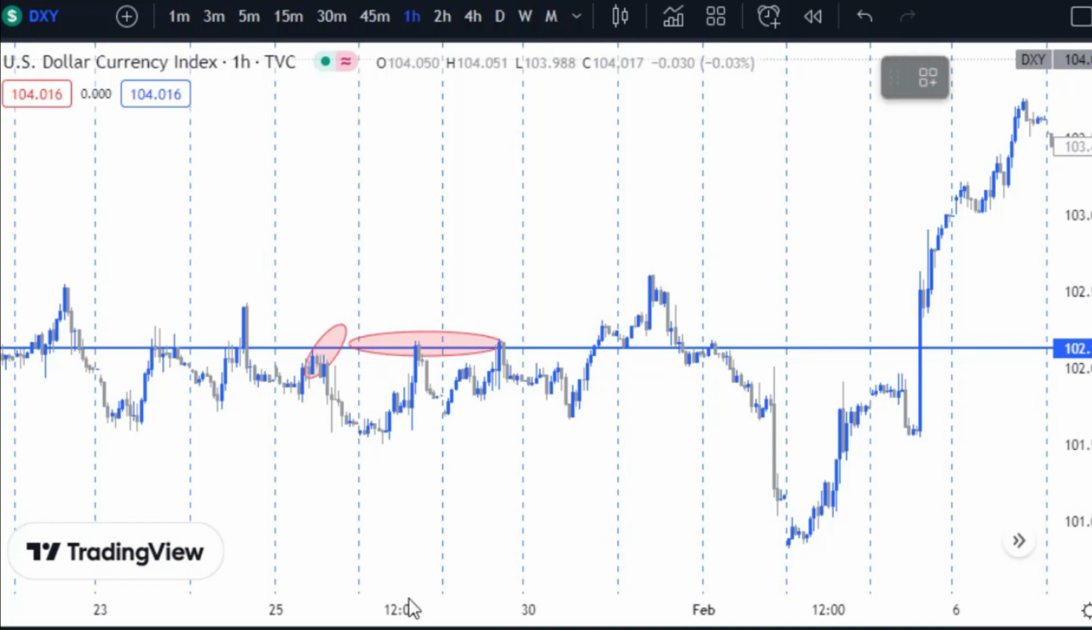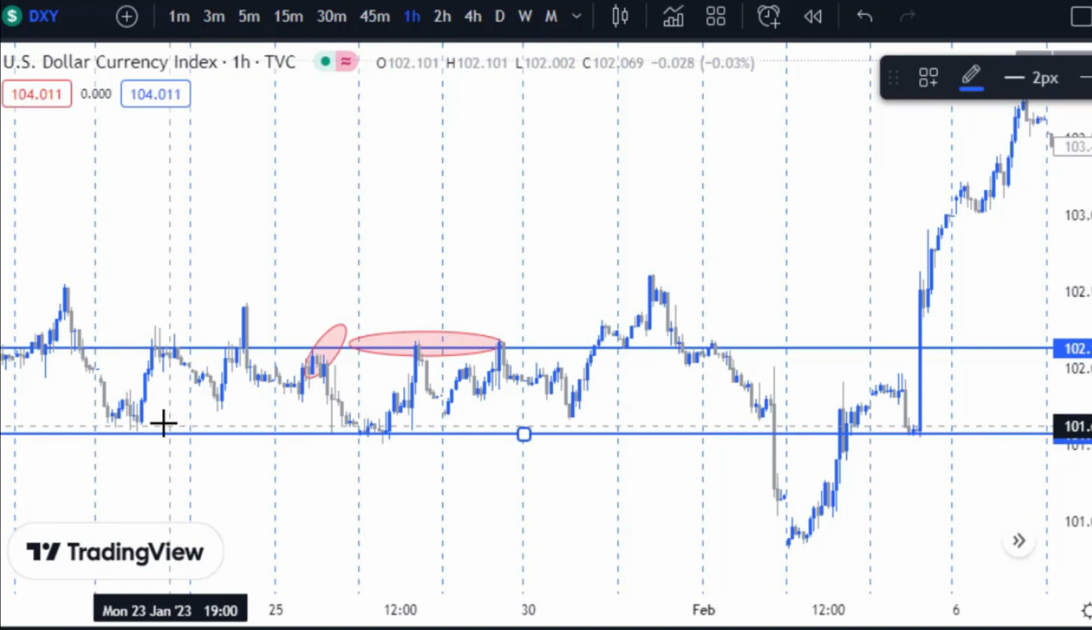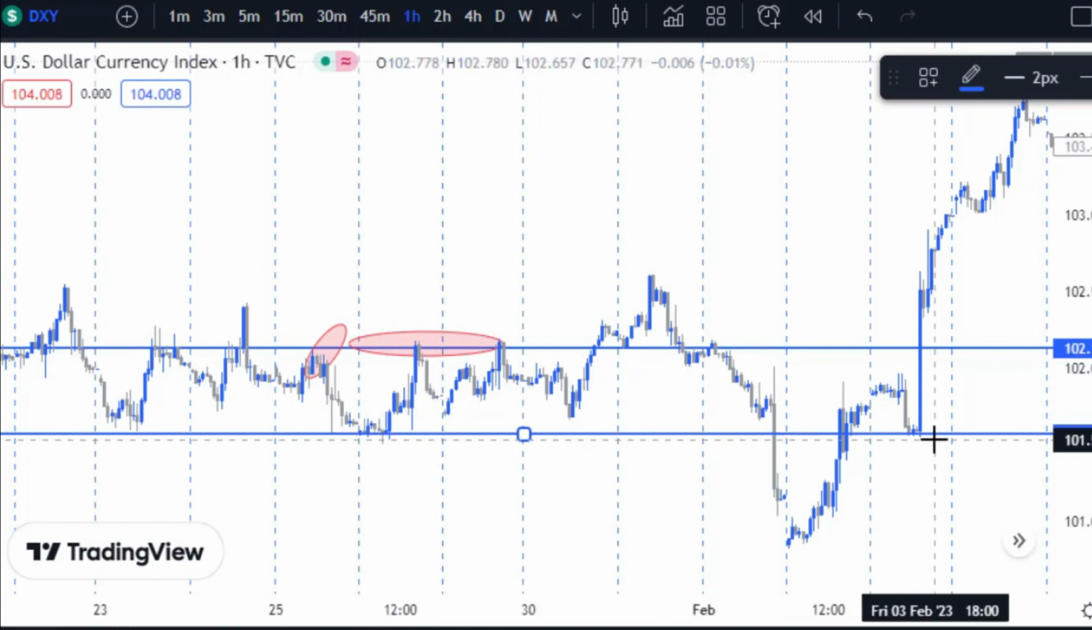Same thing with a support, like you can see clearly here. This is a support region. This has sent price upward. The support region is a region that sends price to the upside when price taps into it. So we see price tapping into this region on the Monday and it sent price upward. On the Thursday, price came around this area and then it sent price upwards. On the Friday, price came back around the same area and it sent price upward.